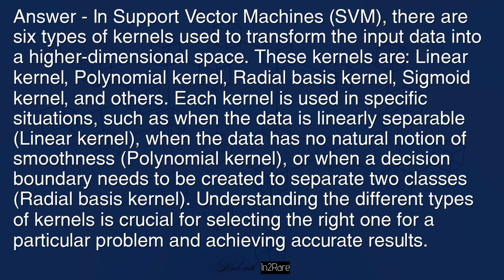Each kernel is used in specific situations, such as when the data is linearly separable, linear kernel, when the data has no natural notion of smoothness, polynomial kernel, or when a decision boundary needs to be created to separate 2 classes, radial basis kernel. Understanding the different types of kernels is crucial for selecting the right one for a particular problem and achieving accurate results.